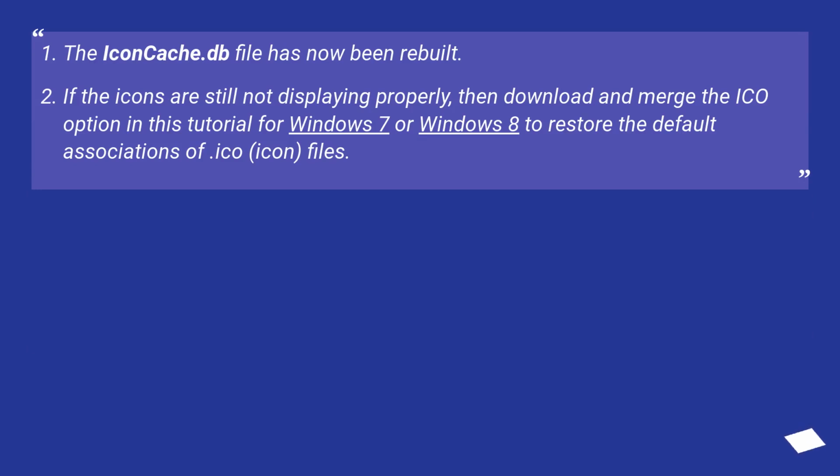If the icons are still not displaying properly, then download and merge the .reg option in this tutorial for Windows 7 or Windows 8 to restore the default associations of .ico icon files.